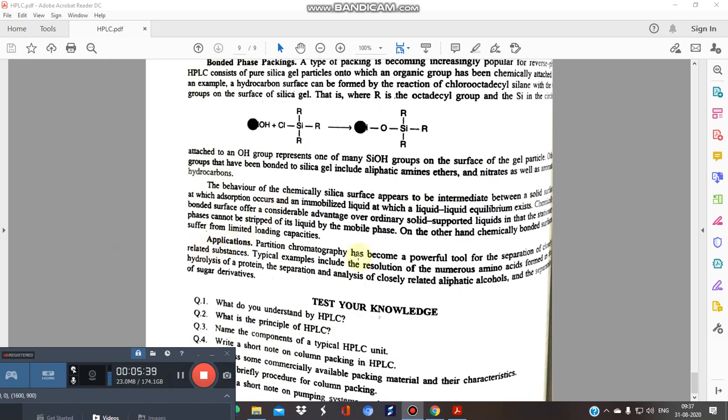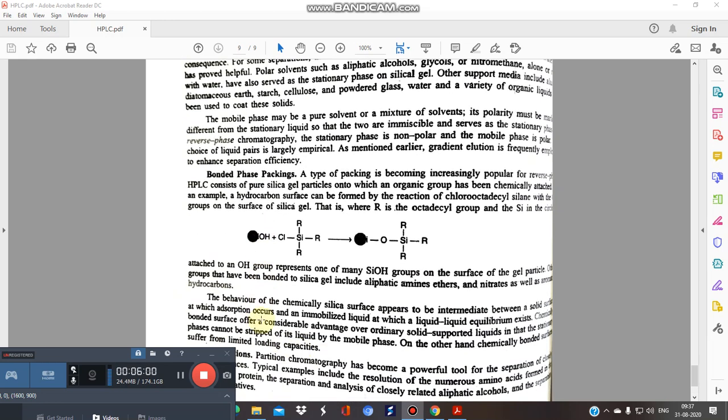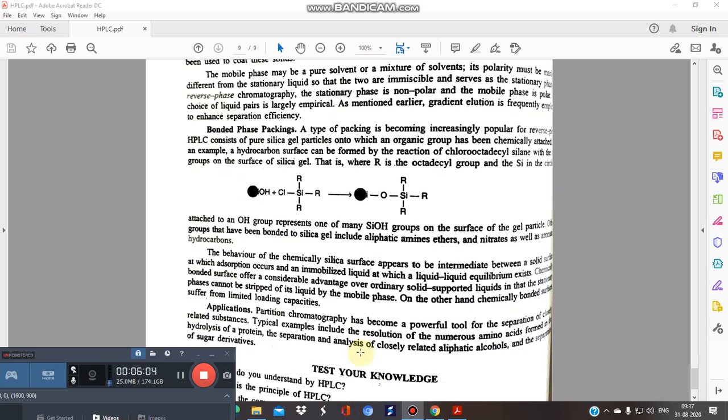So let's talk about application. Partition chromatography is a powerful tool for the separation of different types of chemical constituents present in natural compounds. So it is widely used in the isolation and purification of natural compounds, as well as amino acids, aliphatic alcohols, etc., and for the separation of sugar derivatives. So HPLC has a wide range of applications. We have covered the applications in the previous videos also, so do go through and watch the previous video and then watch this video.